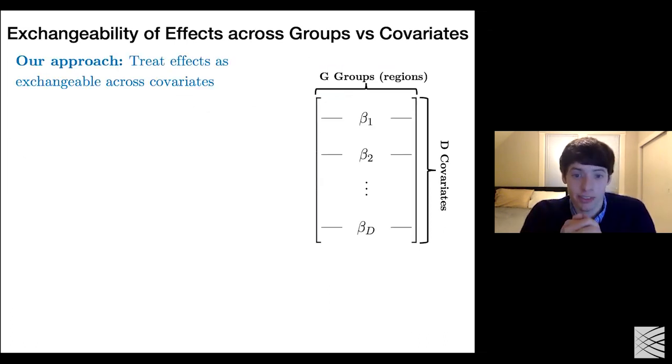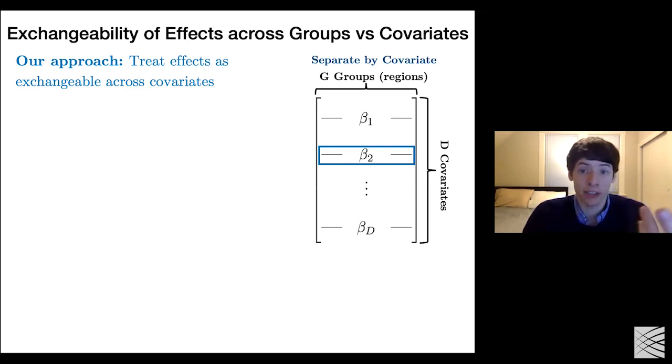By contrast, as many of you are possibly anticipating at this point, our approach that we suggest for high dimensional problems is to instead treat the effects as exchangeable by covariate rather than by group. So by analogy, we're going to be separating the entries of this matrix by row into these beta_d. And the assumption is that if we have a setting of these parameters and we permuted the rows, any permutation of the rows would seem just as reasonable.